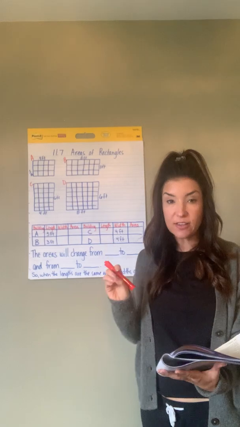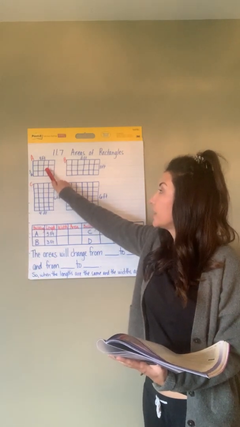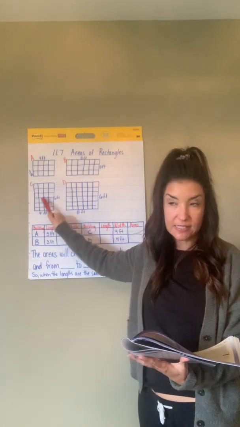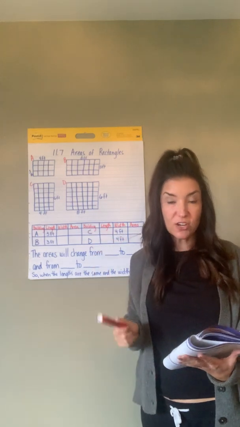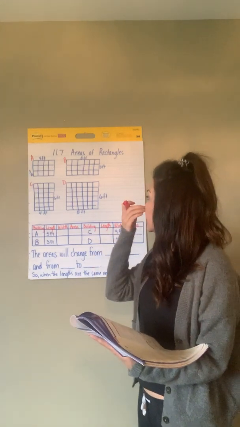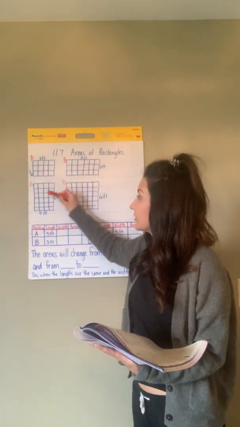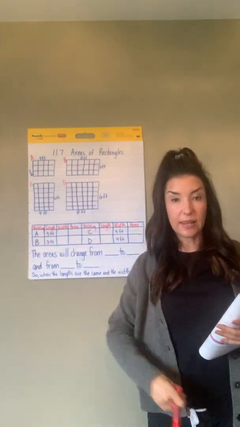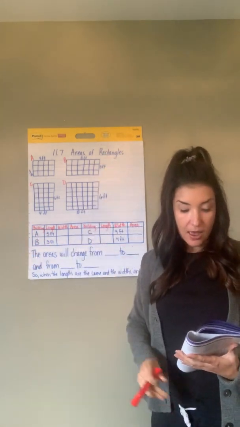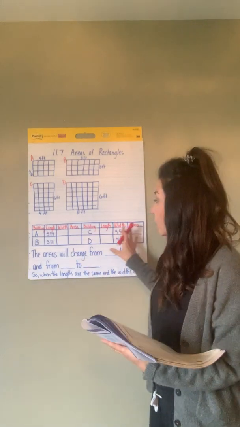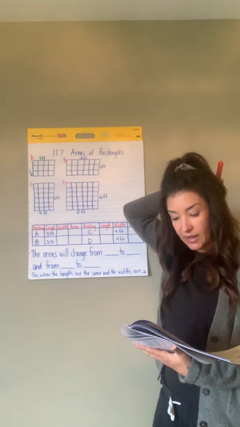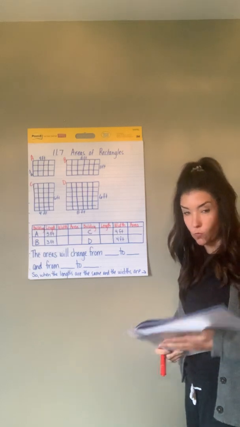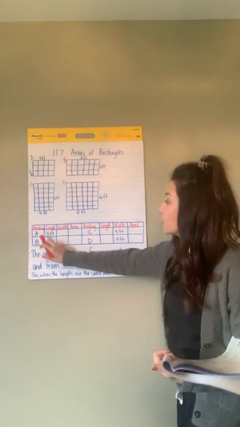That's right, we need to find how the area changes from building A to B, and how the area changes from building C to building D. What information are we going to use? We are going to use the length times the width, okay? How will I use the information? I'm going to record it in this table. So I will record the areas in a table, then I will look for a pattern to see how the areas will change, okay? So let's look at this table.